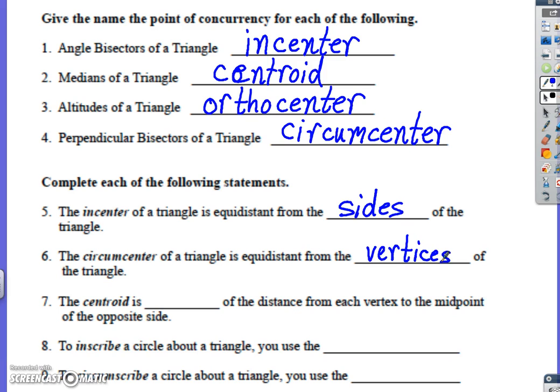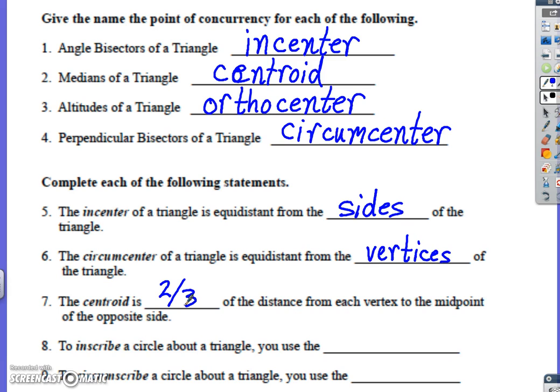Now, the centroid is blank of the distance from each vertex to the midpoint of the opposite side. Remember, the centroid connects the medians of our triangle, the vertex to the opposite midpoint, and it is 2/3 of the distance from the vertex to the midpoint of the opposite side. So you could flip it and ask, where's the other 1/3? If the centroid is 2/3 of the distance from the vertex to the midpoint, then you can figure out that other 1/3 is the rest of the way to the midpoint.